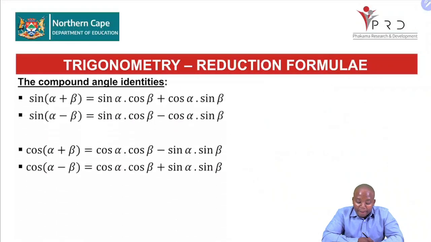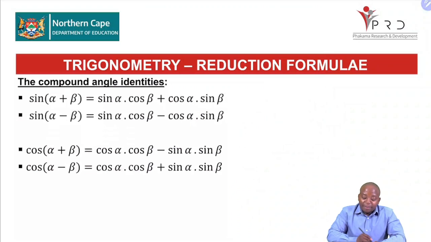Right. Then we are also looking at compound angle identities. Remember, these identities are provided to us on our formula sheet. Then we must remember that sine of alpha plus beta is sine alpha cos beta plus cos alpha sine beta. Then sine alpha minus beta, what is it? It is sine alpha cos beta minus cos alpha sine beta.